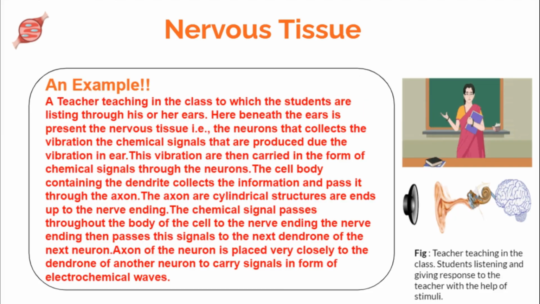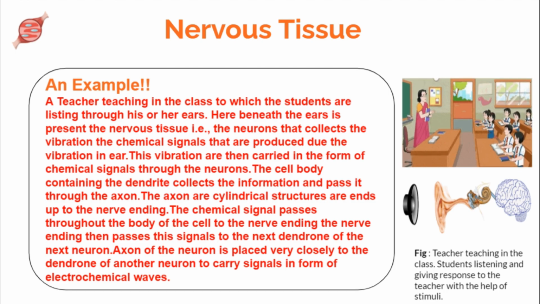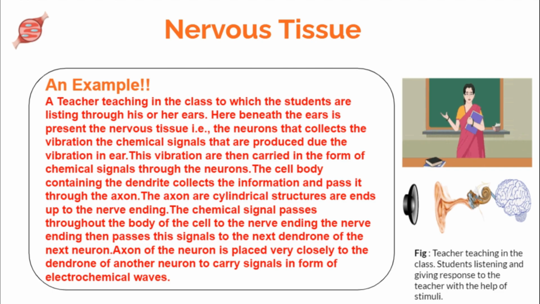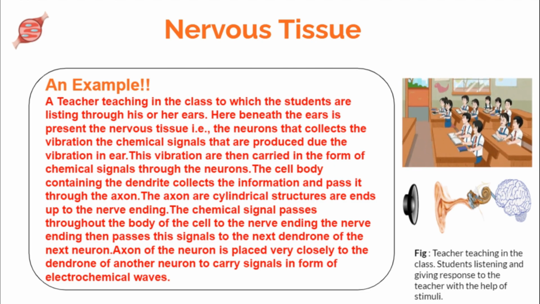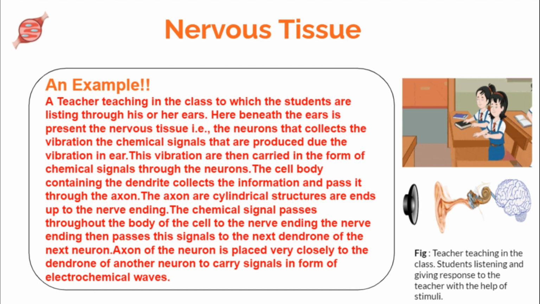information from our surrounding. Students, I want to give an example here. Suppose a student is listening to a teacher. The teacher is explaining something and the sound is received by the student through his or her ears. Here, beneath the ear is present the nervous tissue, that is the neurons, that collect the vibration, the chemical signals of the vibration that are produced in the ear.